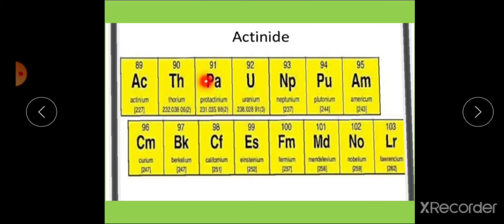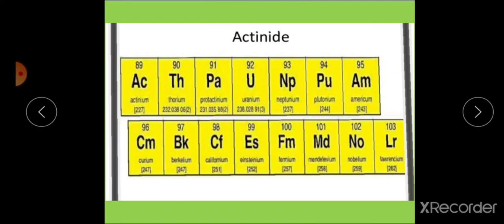At the bottom of the periodic table, in the last row, these 14 elements are placed from thorium with atomic number 90 to lawrencium with atomic number 103. This series of 14 elements, in which the differentiating electrons are progressively filled in 5f orbitals in the pre-penultimate shell, are called actinides.